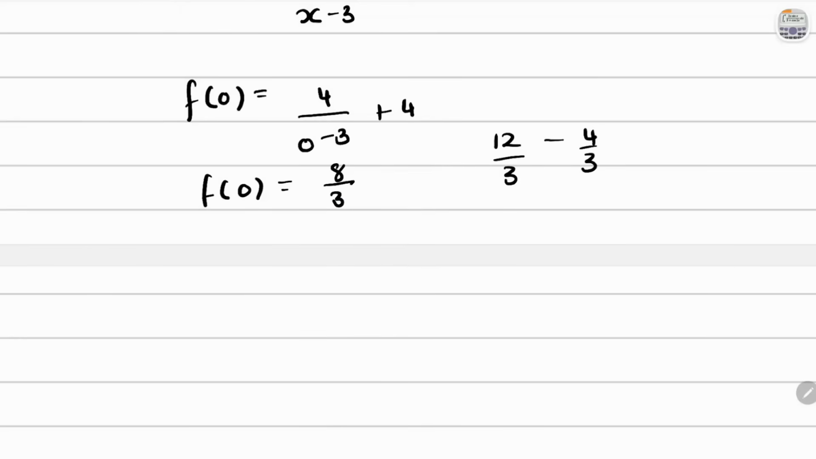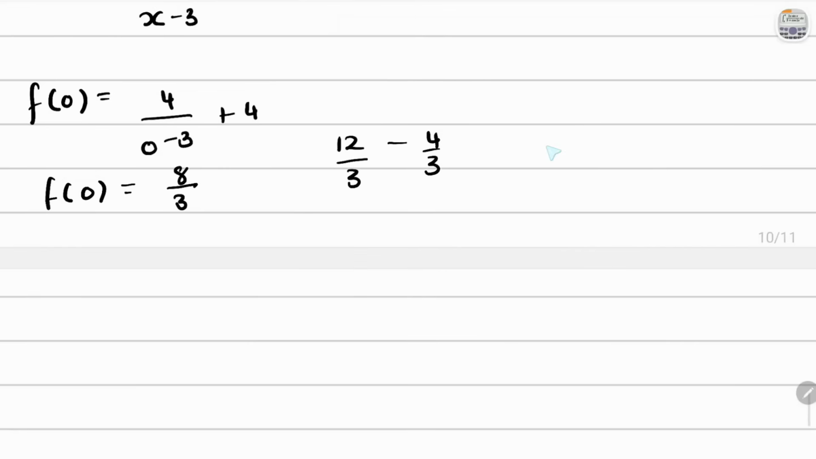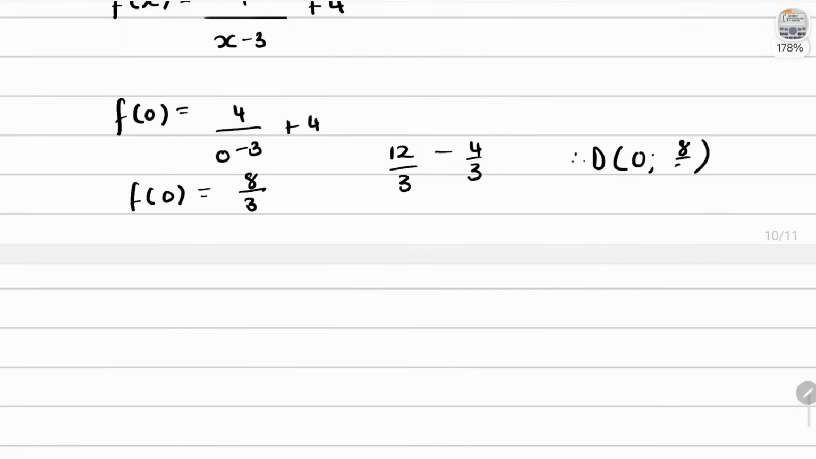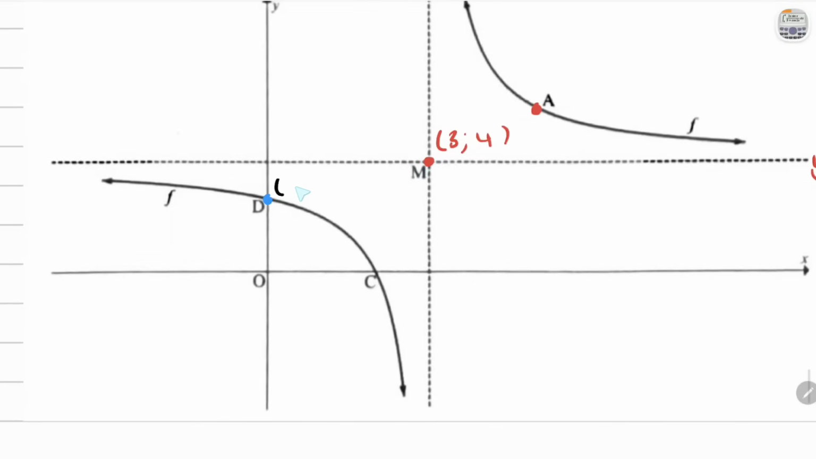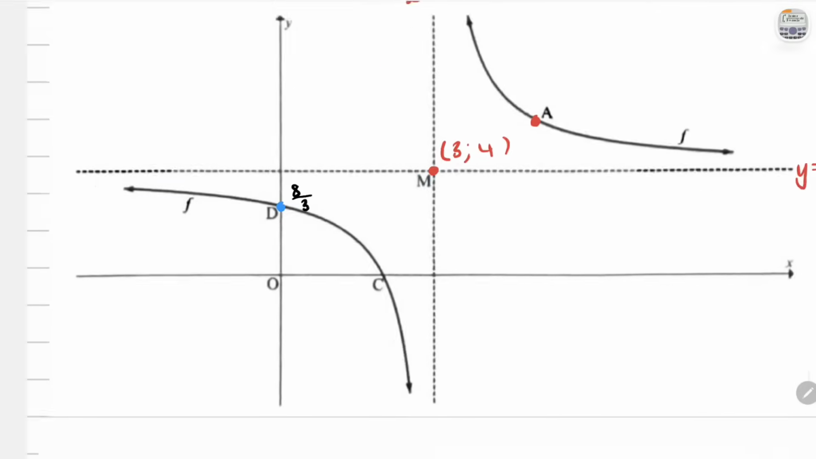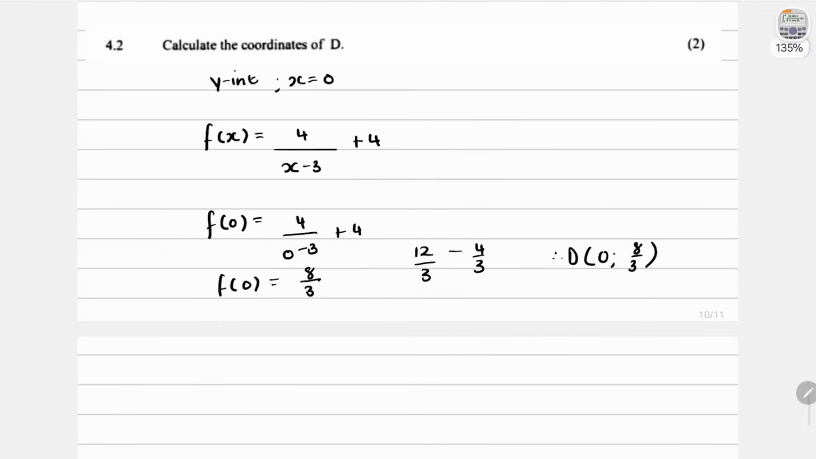So we just found that intercept. It means that D is the point (0; 8 over 3), because you know that the x value is 0. That is that answer. Don't forget to put it down because it's going to be helpful: 8 over 3. Moving on to the next question.